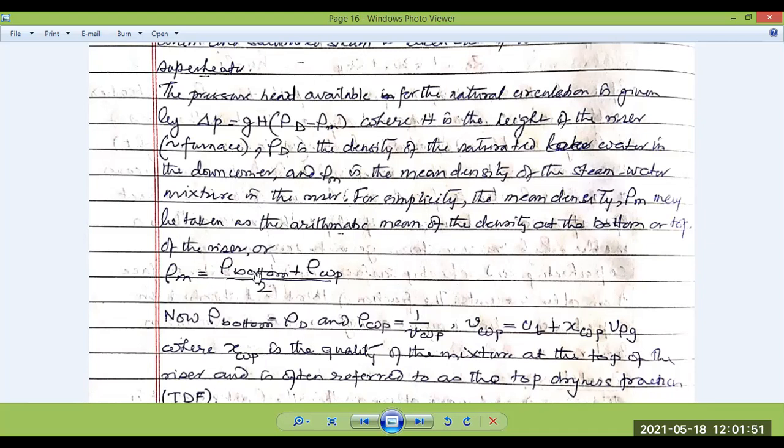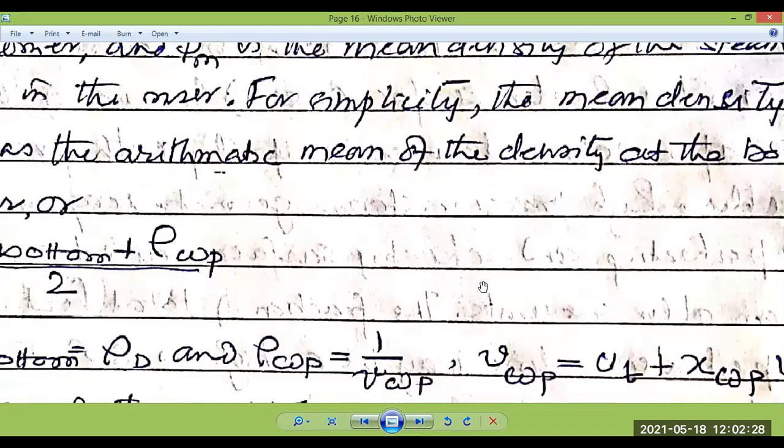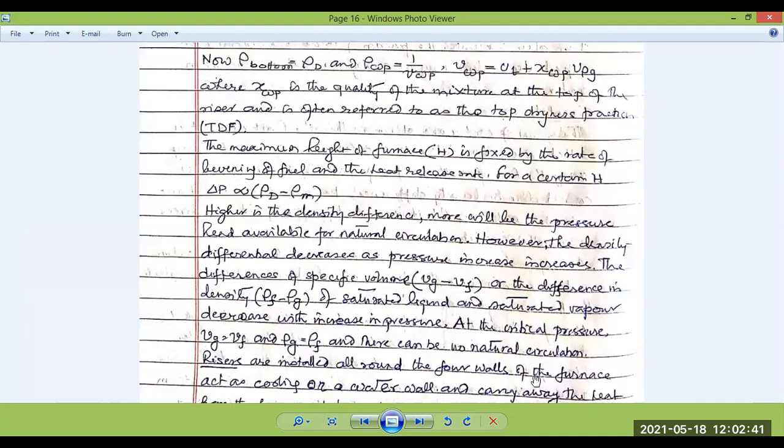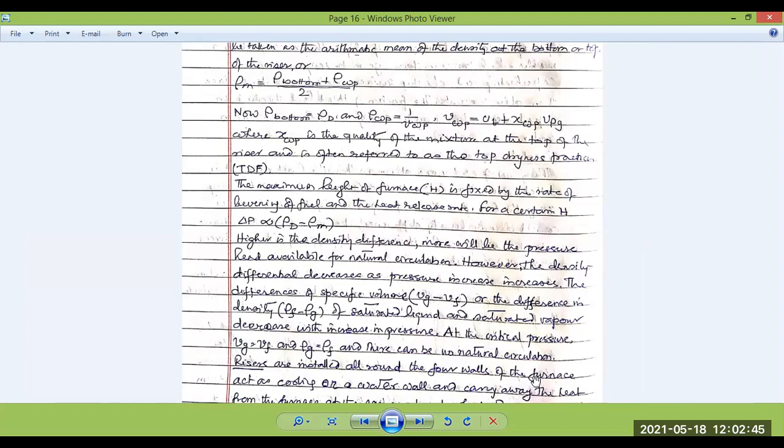So rho M is equal to rho bottom plus rho top divided by 2, where rho bottom is equal to rho D, and rho top is equal to 1 by V top. V top is V f plus X top into V fg, where X top is the fraction of the mixture at the top of the riser, known as the top riser fraction.